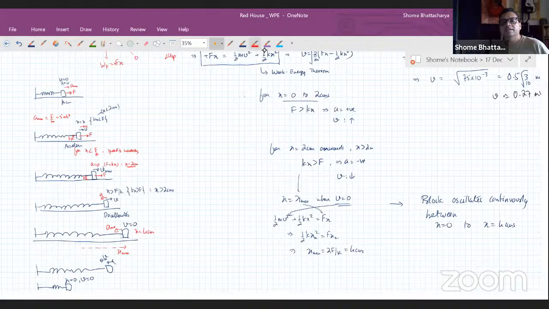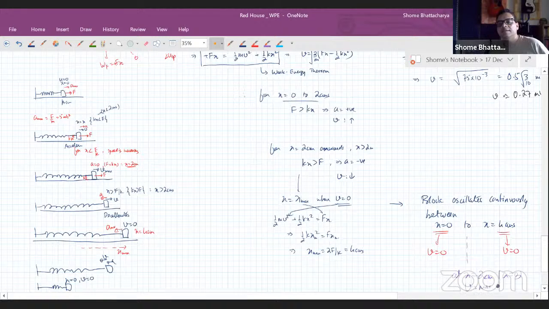Okay, and every time it's at x equal to 0, its speed will be 0. Every time it's at x equal to 4 centimeters, its speed will be 0. Whereas in between, at x equal to 2 centimeters, its acceleration is 0, but speed is maximum. And that maximum speed we saw is square root of 0.1 meters per second. So it keeps backing and forthing as long as we are continuously applying the force, capital F.